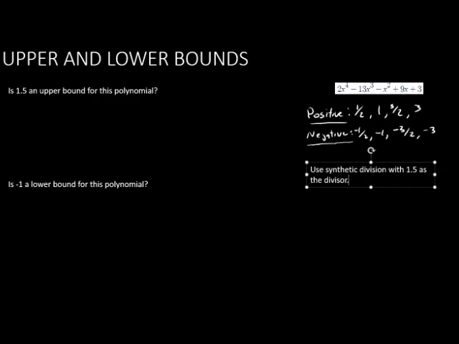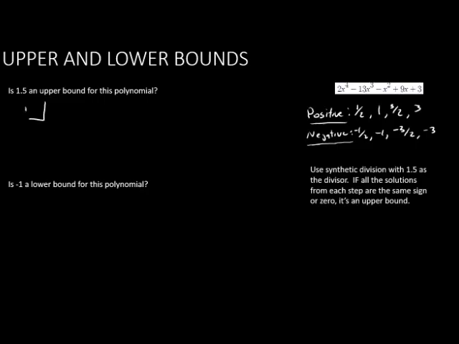If all of our solutions from each step of the synthetic division are the same sign, or 0, this means that that would be an upper bound. However, if even one of the signs is different, that means it is not an upper bound. We'll begin by writing 1.5 in a little box on the left, and we'll write our coefficients from left to right, starting with the highest power.